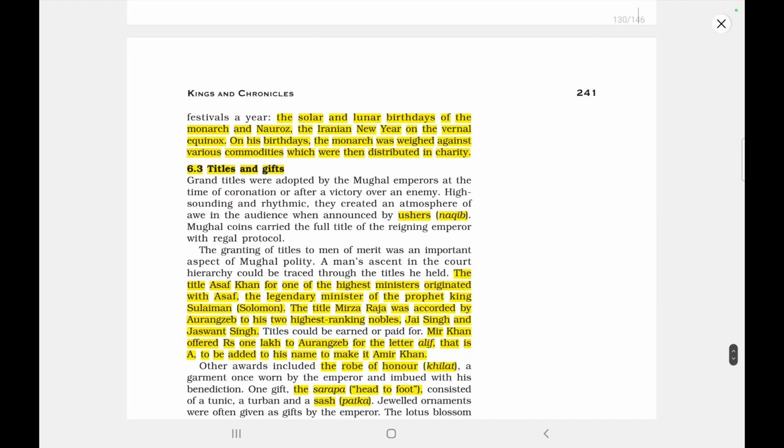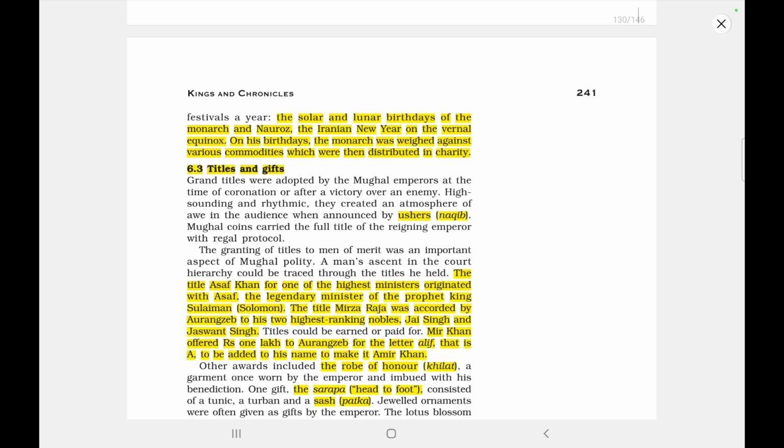The solar and lunar birthdays of the monarch and Nowruz, the Iranian New Year on the vernal equinox. On his birthdays, the monarch was weighed against various commodities which were then distributed in charity. Titles, and gifts. The title Asaf Khan for one of the highest ministers originated with Asaf, the legendary minister of the Prophet King Solomon. The title Mirza Raja was accorded by Aurangzeb to his two highest ranking nobles, Jai Singh and Jaswant Singh.